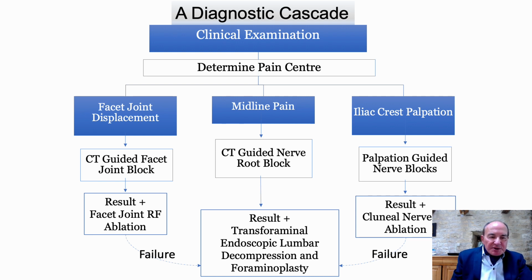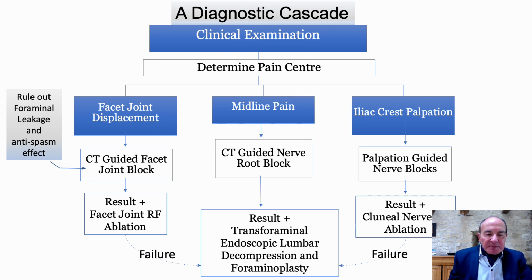So if the facet joint displacement aggravated the pain, I would conduct a CT-guided facet joint block, making sure that the steroid didn't creep into the foramen or pass through a defect in the capsule. If the result was positive, then we would conduct a radiofrequency ablation, but if this failed, then consider the patient for foraminoplasty. If midline displacement caused the pain, then a CT-guided nerve root block would be performed transforaminally, not as an epidural. The epidural is far too limited in defining location. And if this was positive, then consider the patient for foraminoplasty.